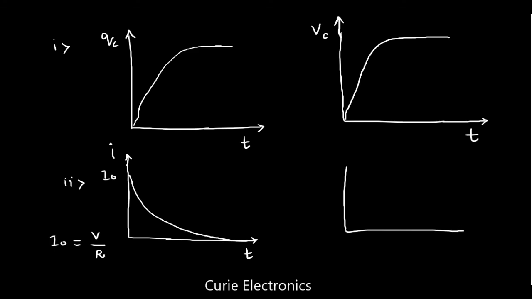Now what about the voltage across the resistor? VR is the voltage across the resistor. With respect to time, what happens? The current is decreasing, correct? The current is exponentially decaying, so the voltage across the resistor also decays. So the charge and the voltage across the capacitor have exponential growth, while the current and the voltage across the resistor go through exponential decay.